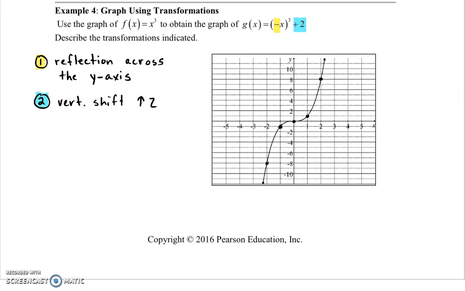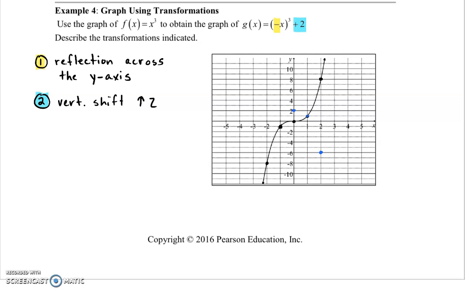So first, we reflect across the y-axis, so that means it moves from the left side to the right side. And then we move that point up 2. So (1, 2). Same thing with (-1, -1). We flip it across the y-axis and move it up 2. The (0, 0) point, when we reflect about the y-axis, doesn't move because it is on the y-axis. So then we just shift it up 2.